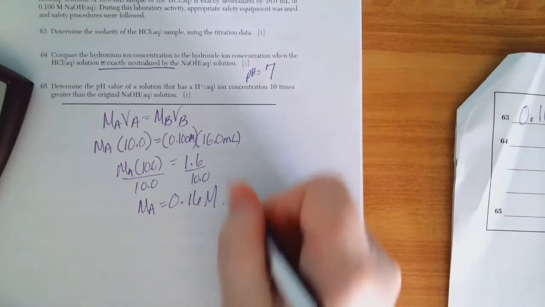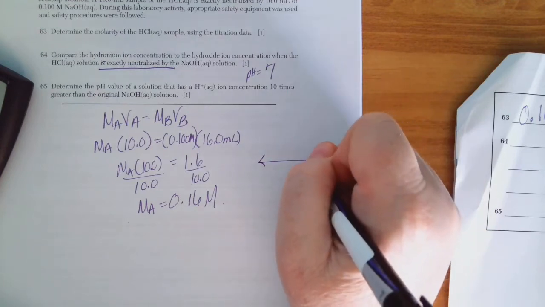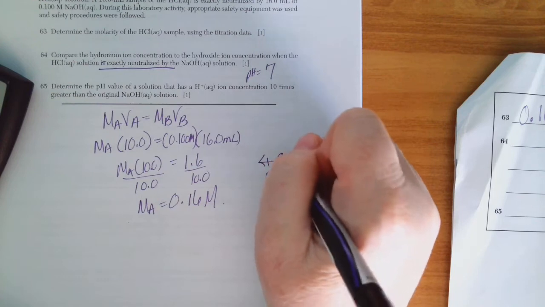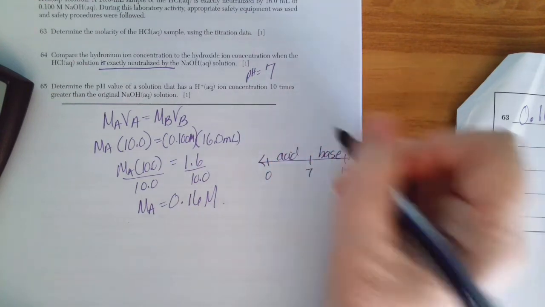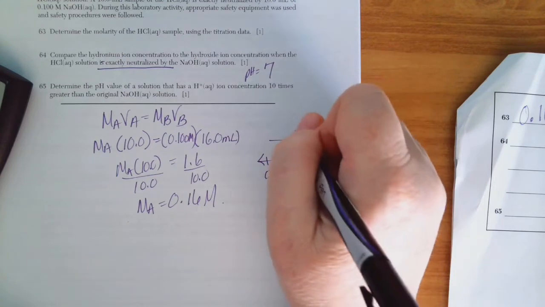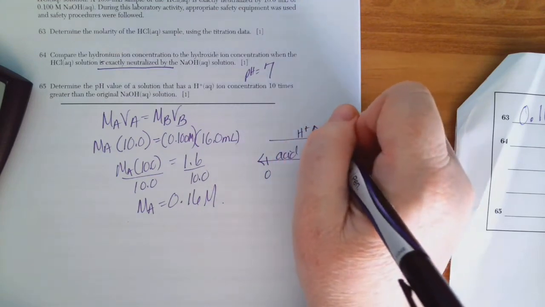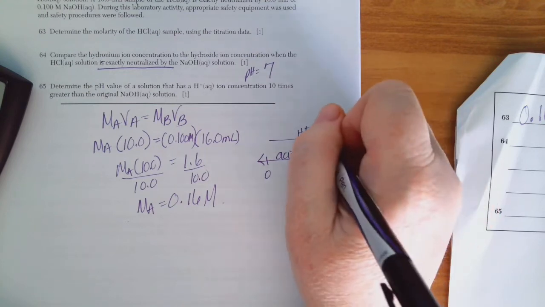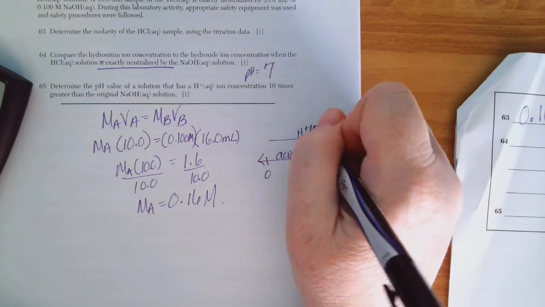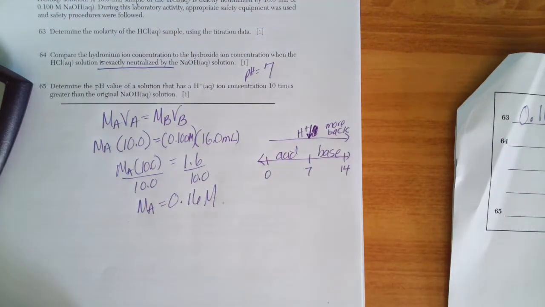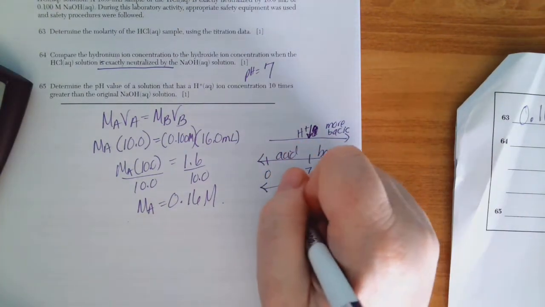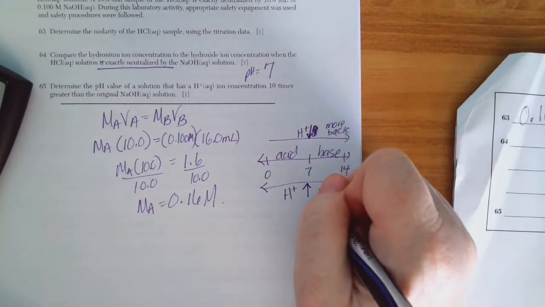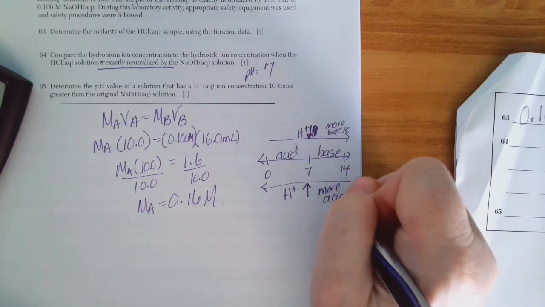So let's look at a pH scale real quickly. We have 7, 0, 14. Here's acid, here is base, there's neutral. As we move this way, H+ goes down, we get more basic, less acidic. As we go back this way, H+ goes up, and we get more acidic. Sorry about that.